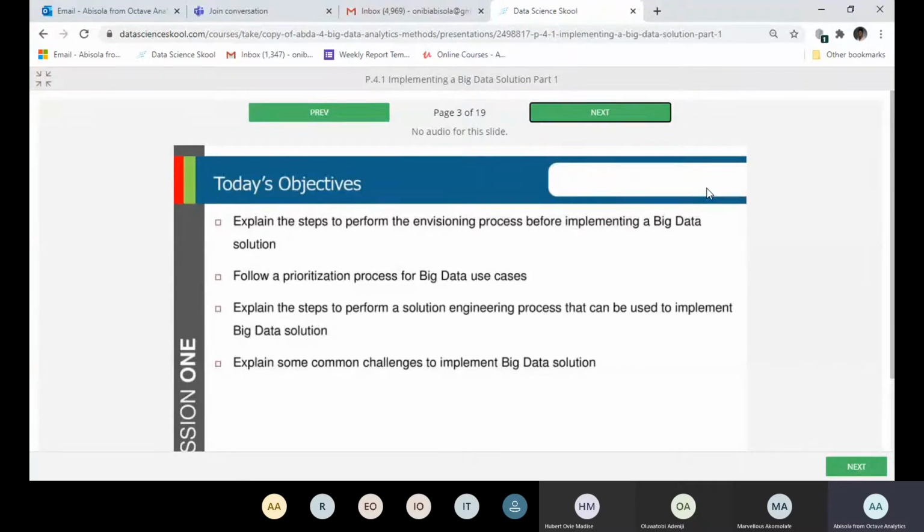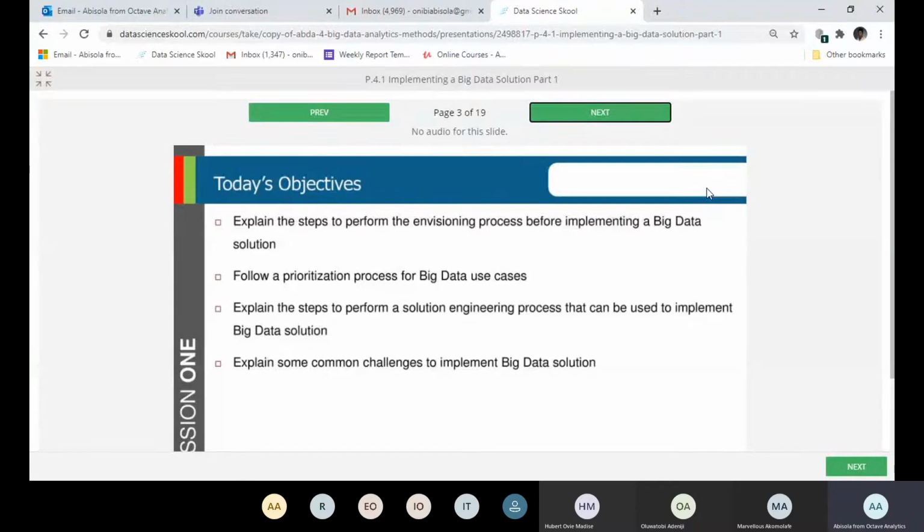Then explain some common challenges to implement big data solutions. So what are the common challenges that big data scientists face, or companies face, or anybody faces while they're trying to implement a big data solution? What are the challenges that are faced by all of these different sets of people?